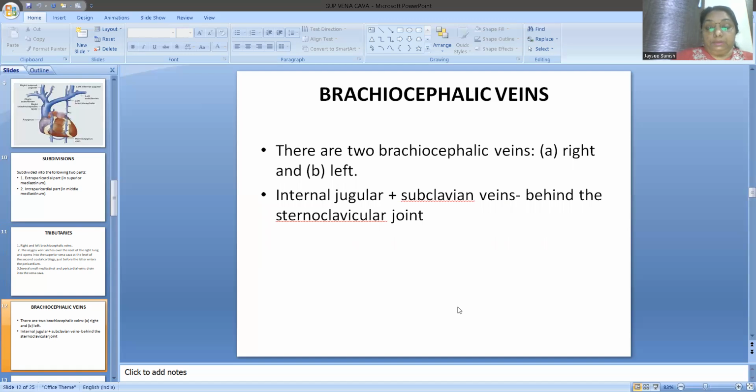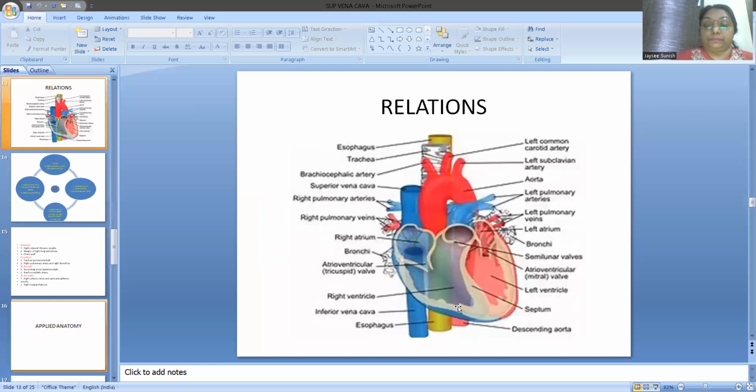Now we will see the formation of the brachiocephalic vein. There are two brachiocephalic veins, one on the right side and one on the left side, and they are both formed by the internal jugular vein and the subclavian vein. They are located just behind the sternoclavicular joint.